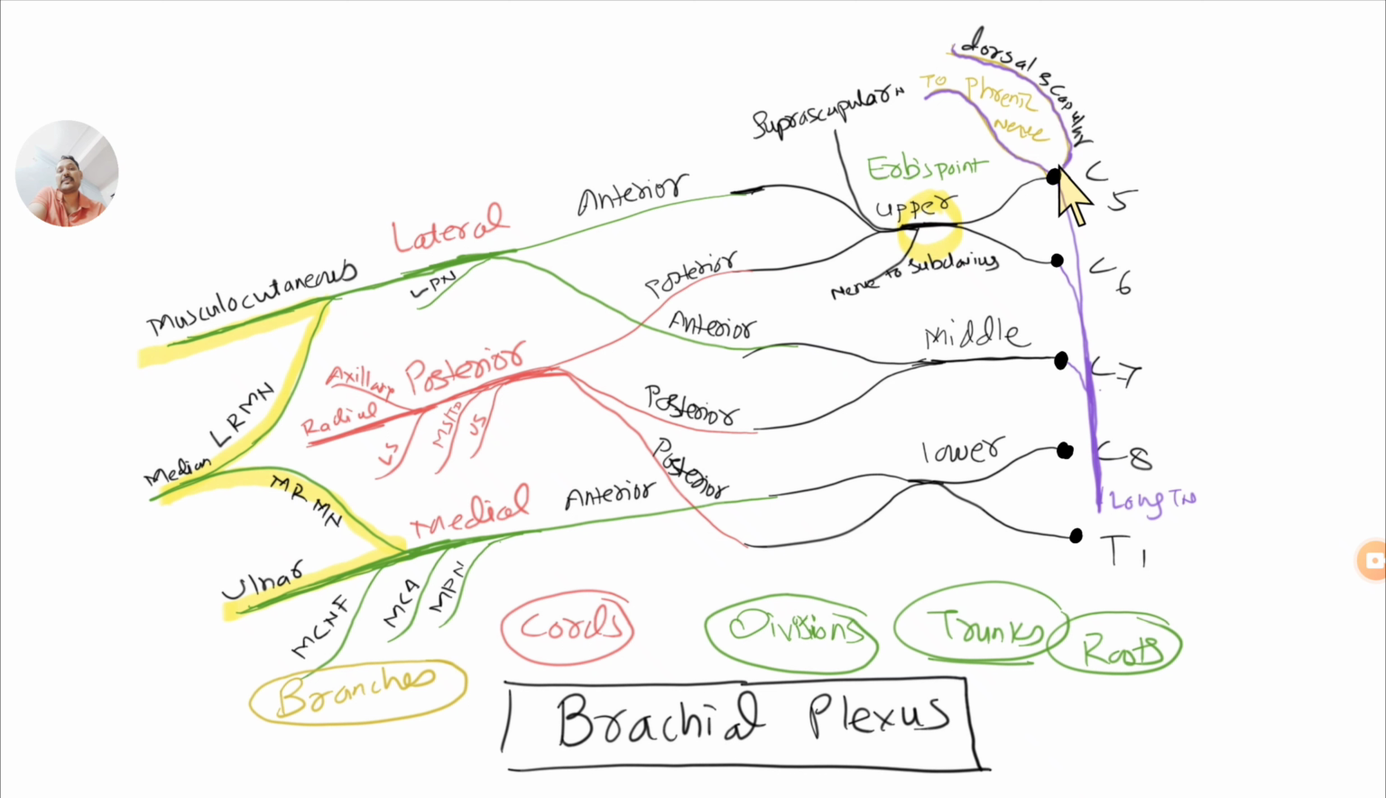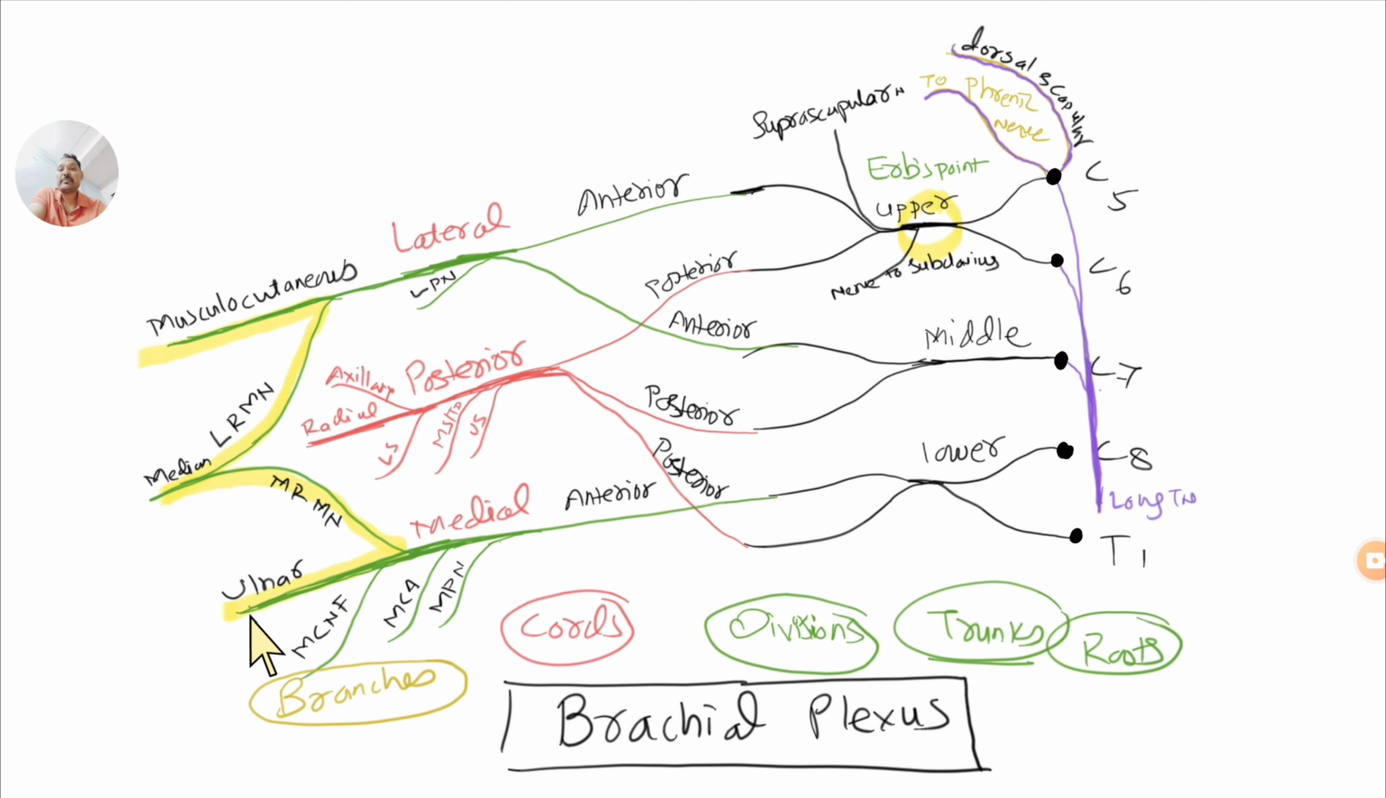It supplies your back muscles, again retractors of the scapula called rhomboids. Rhomboid minor, rhomboid major, levator scapulae, all are supplied by the dorsal scapular nerve. C6, 7, 8 is your thoracodorsal supplying your latissimus dorsi, again a back muscle. And ulnar nerve supplies the medial part of your forearm, a few of the muscles there, and intrinsic muscles of the hand, the smaller muscles of the hand, they are all supplied by the ulnar nerve.